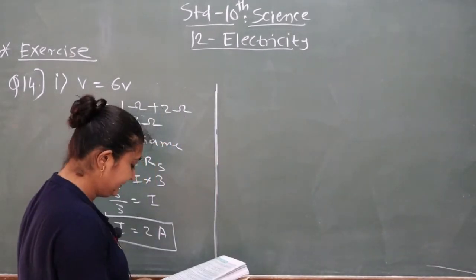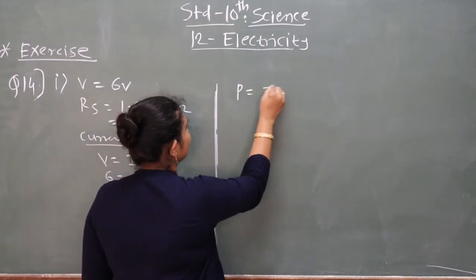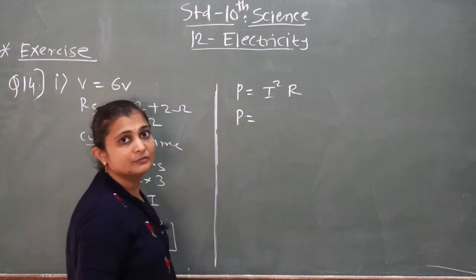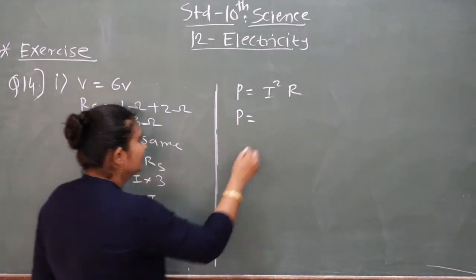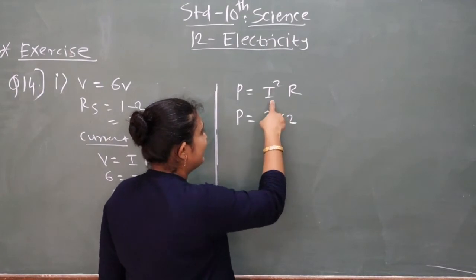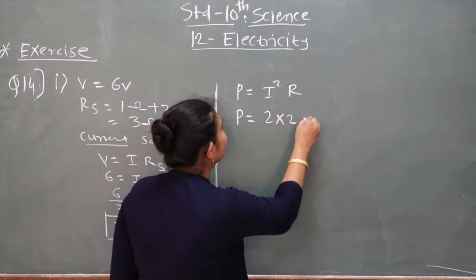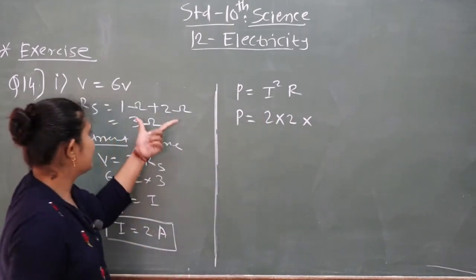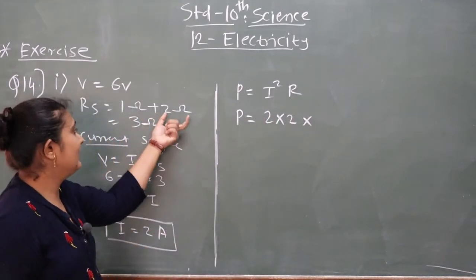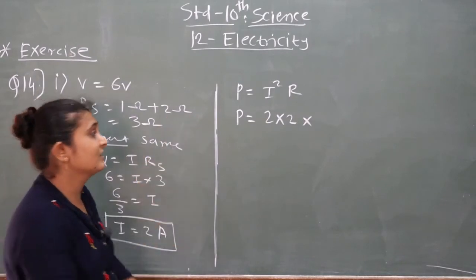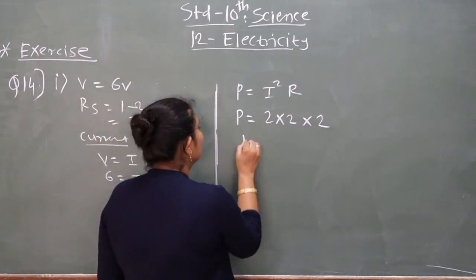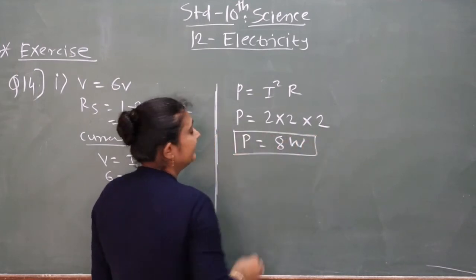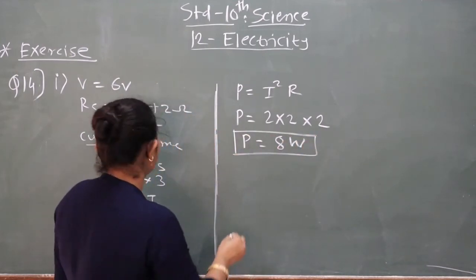Now we have to find power. What is the value of I? 2 into 2, I square, 2 into 2 into R. Here two resistances are there, but we have to calculate power only for the 2 ohm resistor. So we have to consider here 2. Then power is equal to 8 watt. Here case 1 is completed.